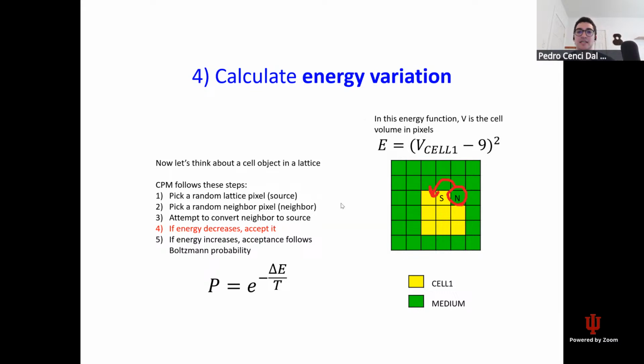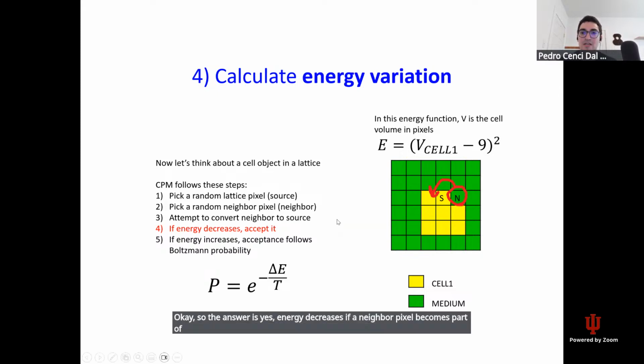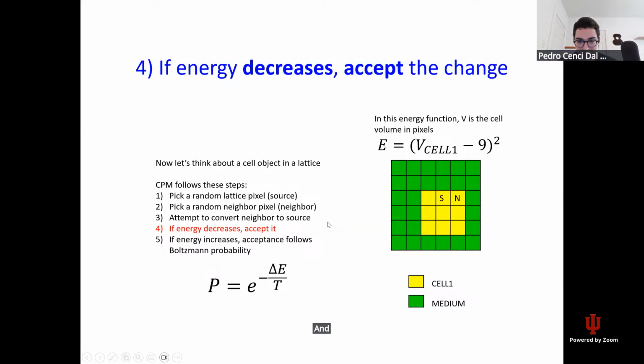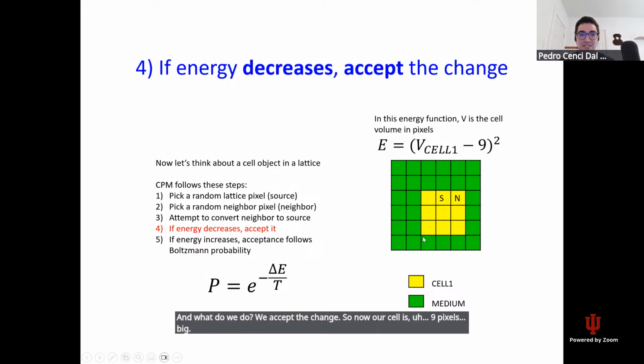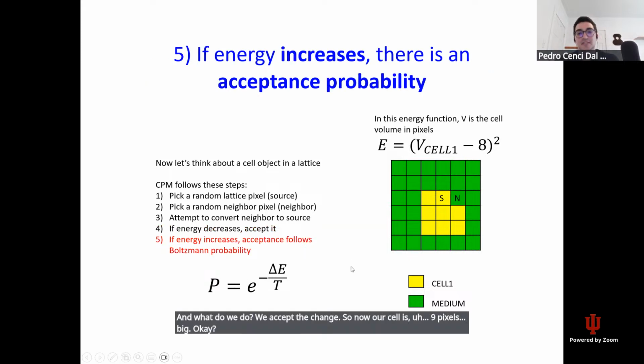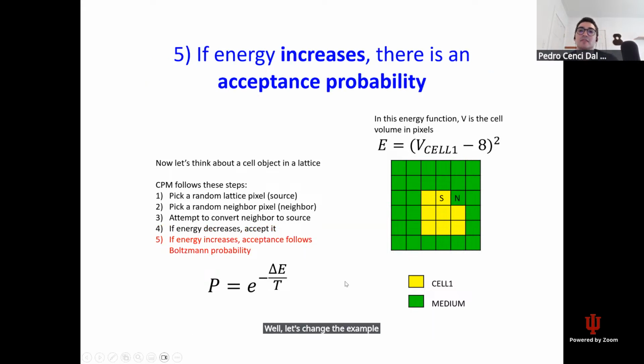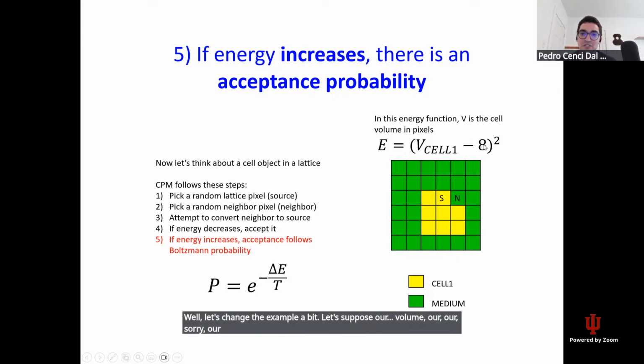Okay, so the answer is yes, energy decreases if the neighbor pixel becomes part of cell 1. And what do we do? We accept the change. So now our cell is 9 pixels big. Okay. Now let's change the example a bit. Let's suppose our value here is not 9, it's an 8.